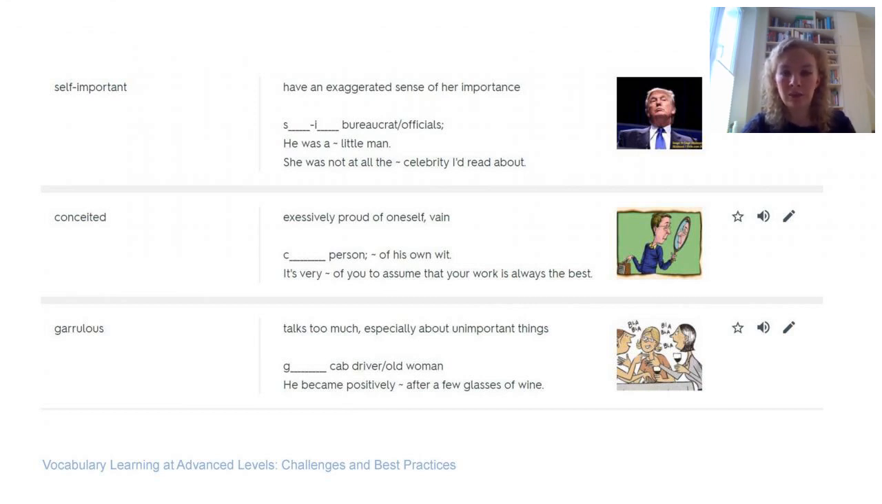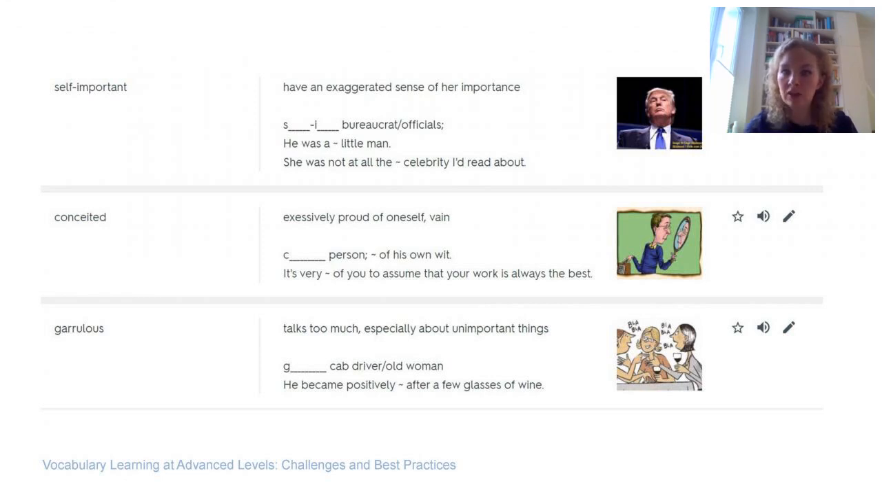And you see below, you see the word garrulous. We looked at it in the corpus, yeah. Garrulous cab driver or old woman. He became positively garrulous after a few glasses of wine. And again, this picture of women talking. All right.